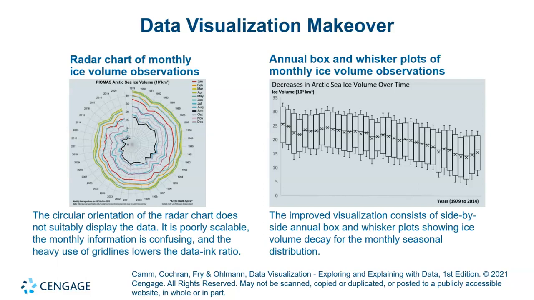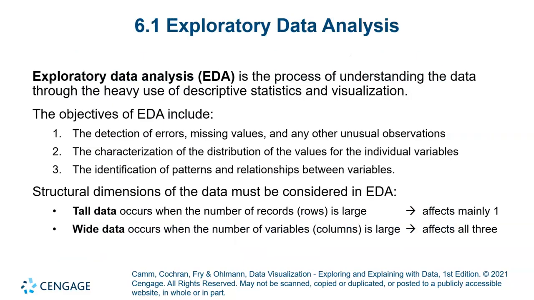Just as a makeover of this chapter, if you compare these two charts, sometimes the selection of chart is very critical. This chart is about ice volume observations in a certain area. If you look at the radar chart, this is not a proper selection, because here we cannot properly see where the high volume of ice is. But if you look at the right hand side, in the box whisker chart, we can easily see how ice volume varies from 1979 to 2014. So the selection of chart is very important.